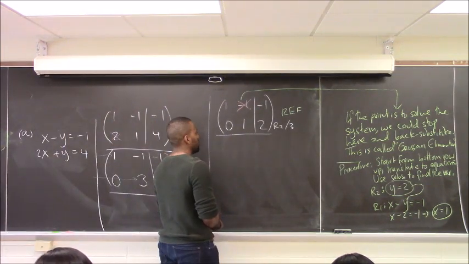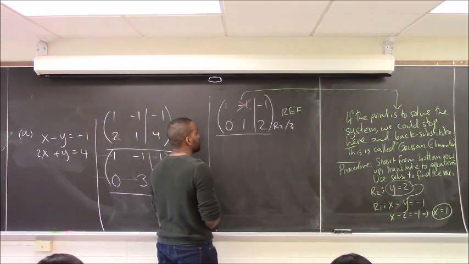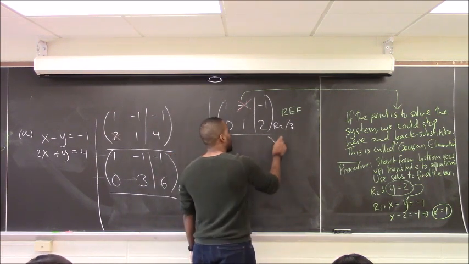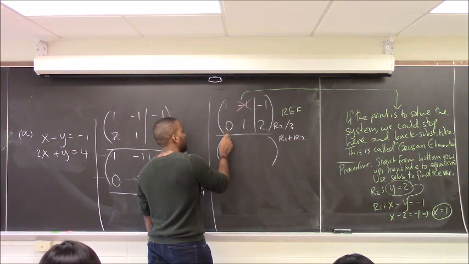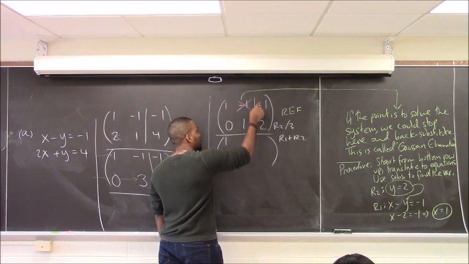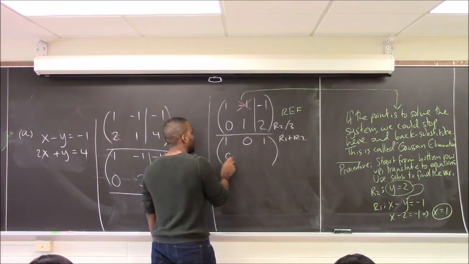How can I make it a 0? And you add row 2. I take row 1 plus row 2, and 1 plus 0 is 1, this plus that is 0, this plus that is 1, and leave this alone.